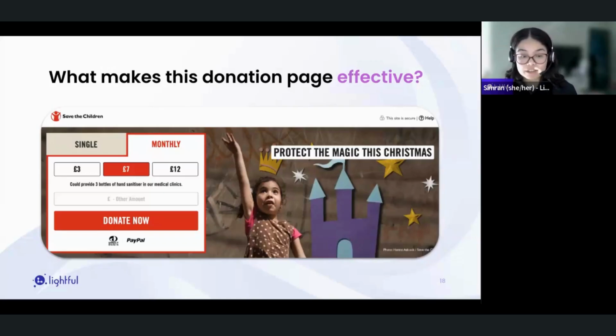And then we have the clarity of impact. Below the donation amounts, as you can see, there's a simple explanation: £7 could provide 3 bottles of hand sanitizer in medical clinics. So it's linking a donation amount to a tangible outcome, which builds trust and motivates action. Together, all of these elements, simplicity, strong messaging, visual storytelling, and clarity of impact, make this donation page a great example of what to aim for in your own fundraising strategy.